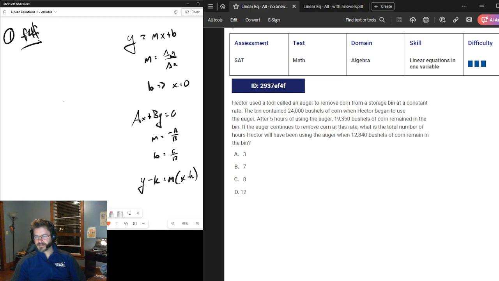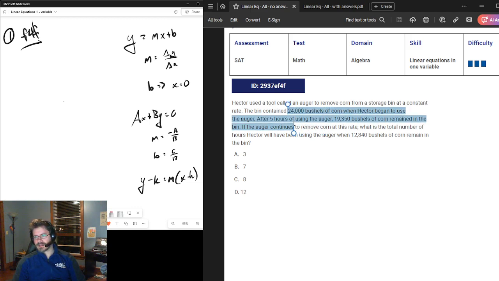Number 1, I have to use a tool called an auger to remove corn from the storage bin. Augers are really cool. Look it up. You're on YouTube. Go pause this video. Go watch auger videos. They're really cool. They're big screws that move things. Anyway, the bin contained 24,000 bushels of corn when he began to use the auger.